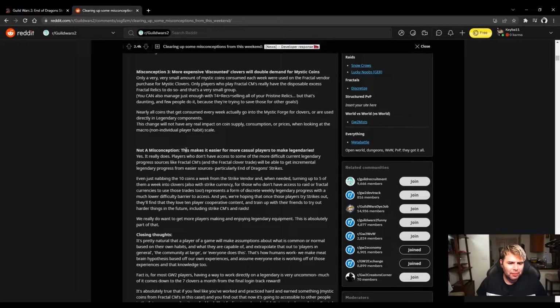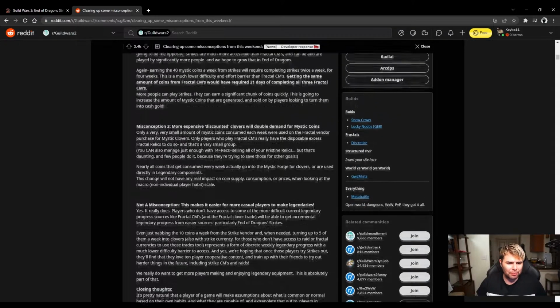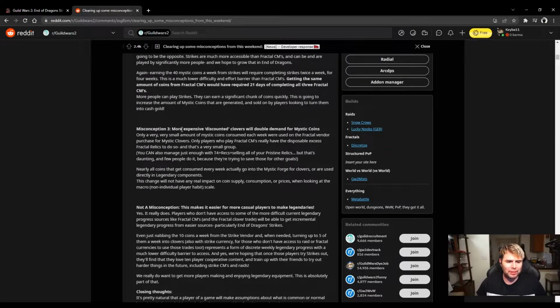Oh yeah, definitely want to make it easier for more casual players to make legendaries. Alright, because they can do strikes apparently. More expensive discounted clovers will be double demand by Mystic Coins. A very small amount of coins consumed each week were used on Fractal Vendor. Only players who played Fractal CMs really have the disposable excess Fractal Relics.